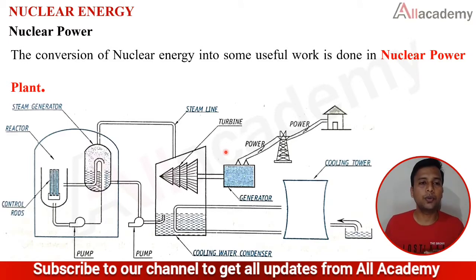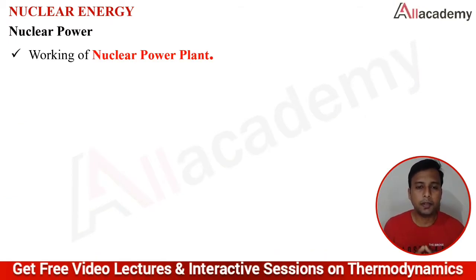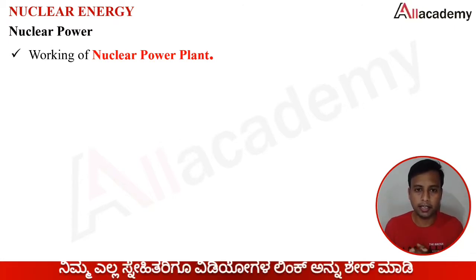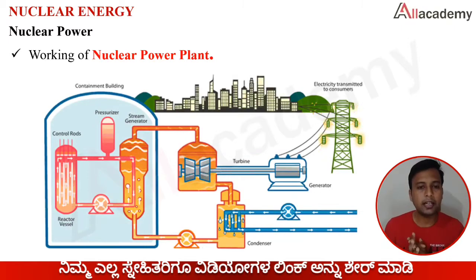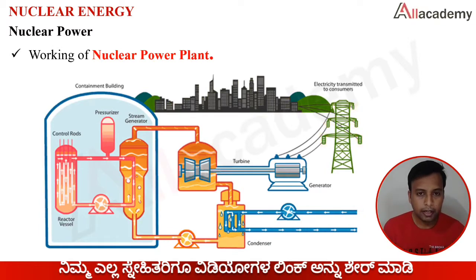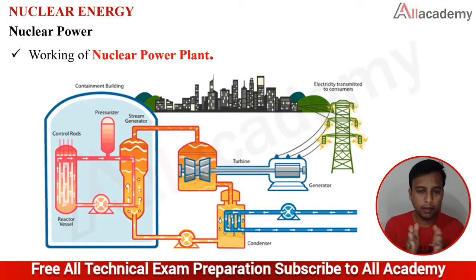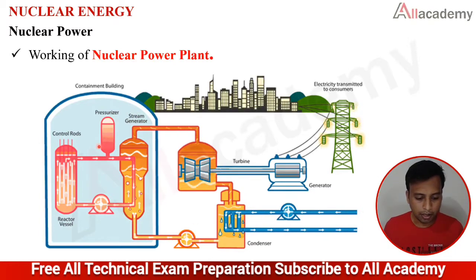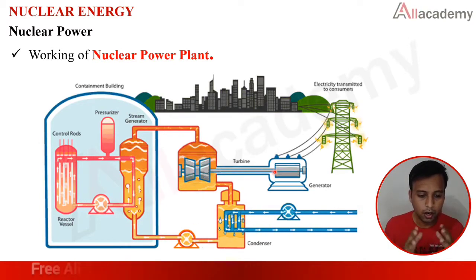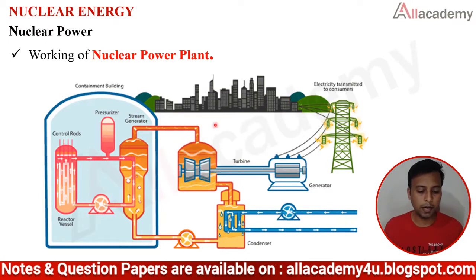So let us look into the working of a nuclear power plant. With the schematic representation, I have already explained the construction of a nuclear power plant, that is, what different parts it contains. With the help of an animation, it will be much easier to understand the working. So here is an animation that shows you the working of a nuclear power plant.